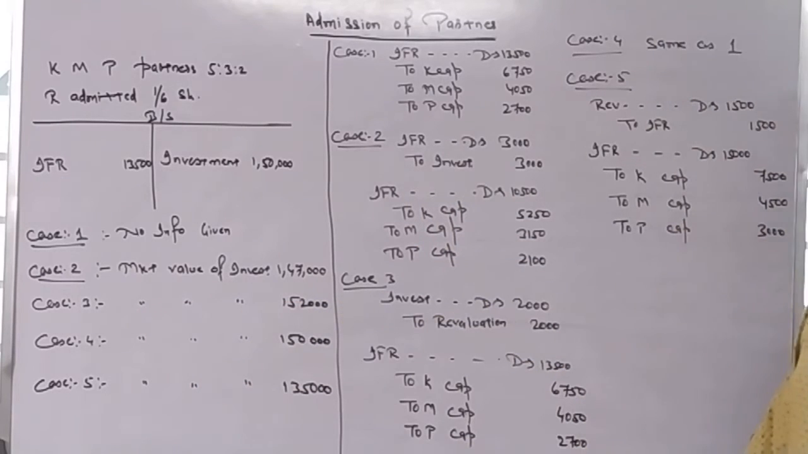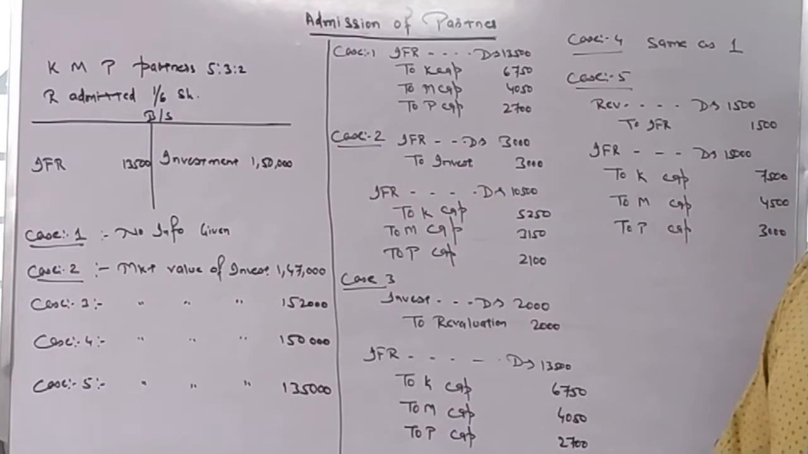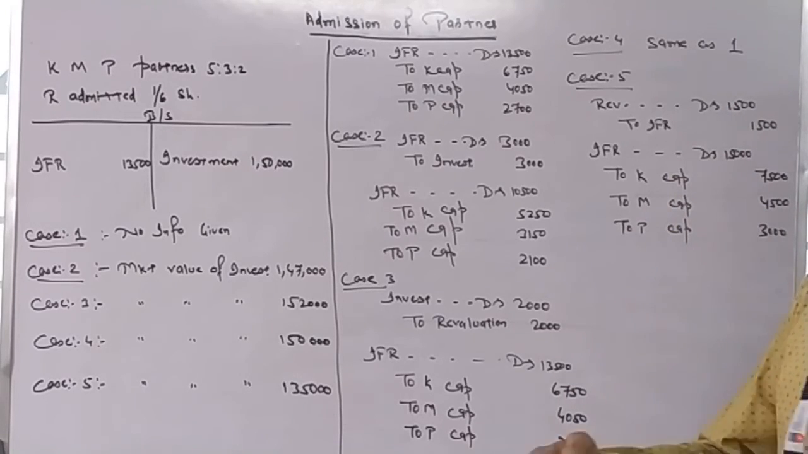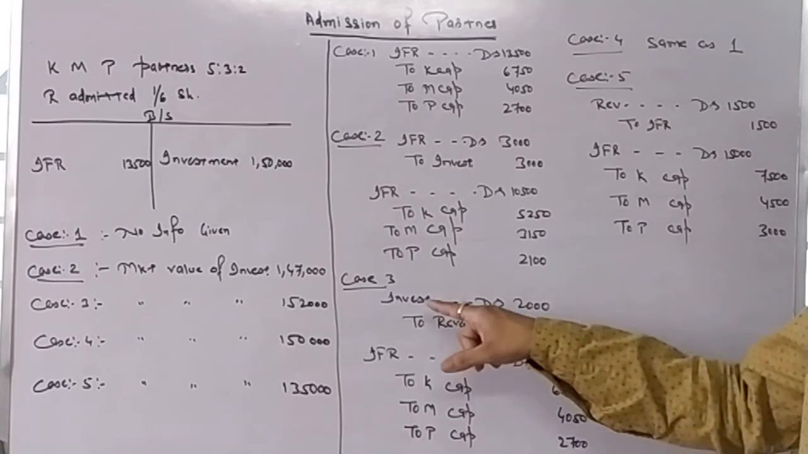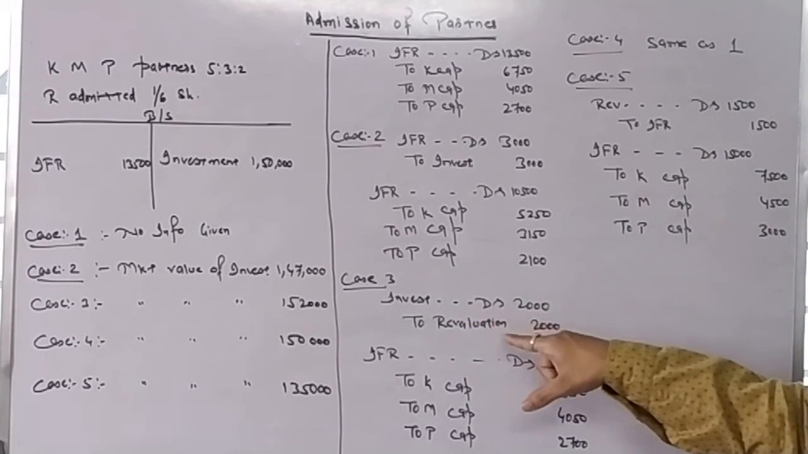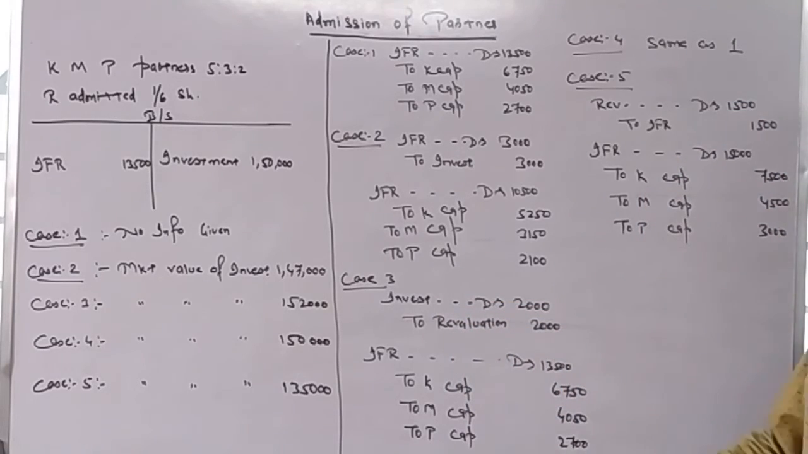Case 3. Market value of investment 1,52,000. My investment was 1,50,000. Now it becomes 1,52,000. 2,000 gain. Investment value goes up. Investment increased, so we must record it through revaluation account. Investment account debit to revaluation. Now, this 13,500 will be distributed among old partners. Investment fluctuation reserve account debit to K's capital, to M's capital, to P's capital. It's distributed.